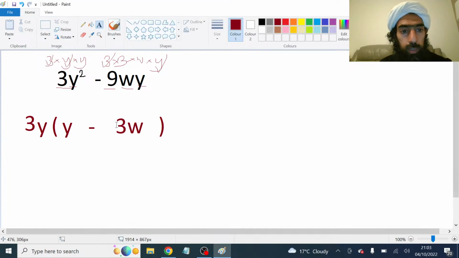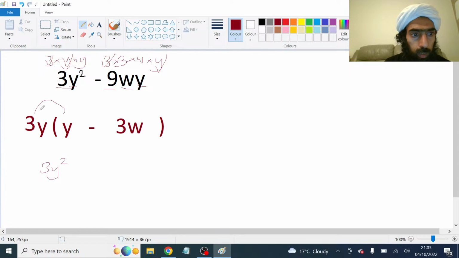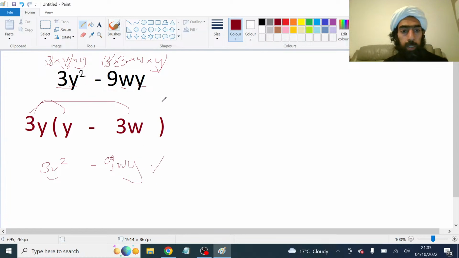Again, you can check that by expanding out. In this case, I will do it. Expand out here, 3y squared, and expand here, that's 9wy. Compare that to what you had at the beginning, and you can see that's a match.